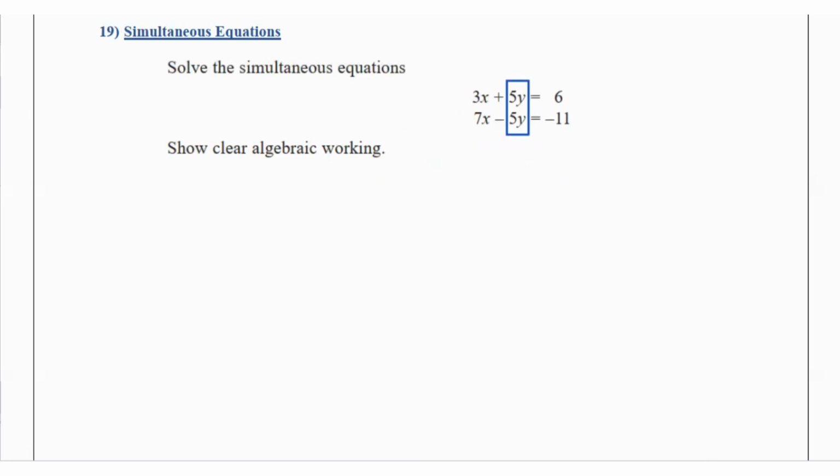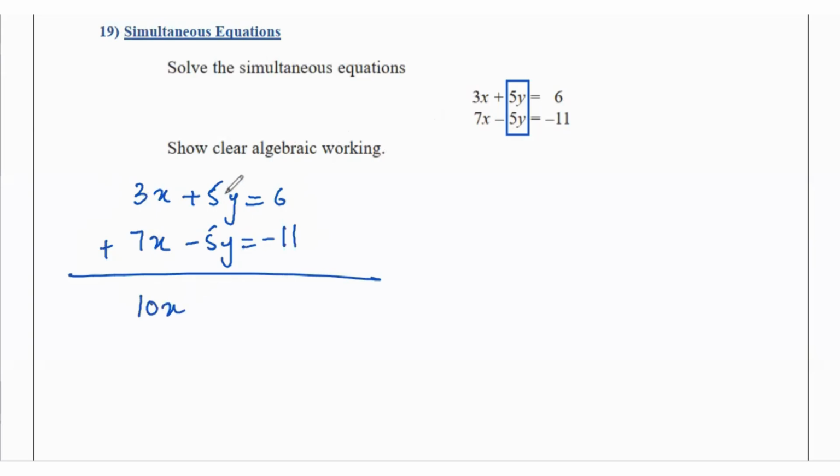As you can see in this case, both 5y have opposite signs, which means to get rid of the 5y, we need to add both the equations. Because if we subtract them, 5y would still be over here. So we'll do 3x plus 5y equals 6 plus 7x minus 5y equals -11. 3x plus 7x is 10x. 5y plus minus 5y is 0. 6 minus 11 is negative 5. 10x equals negative 5, which means x is going to be negative 5 over 10, which is negative 1 over 2.